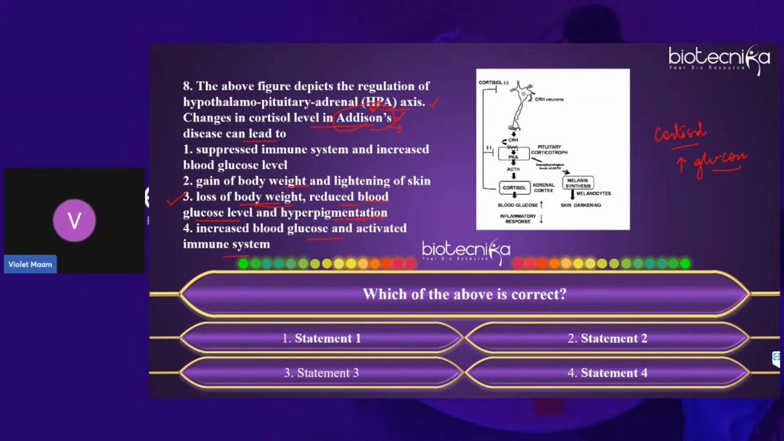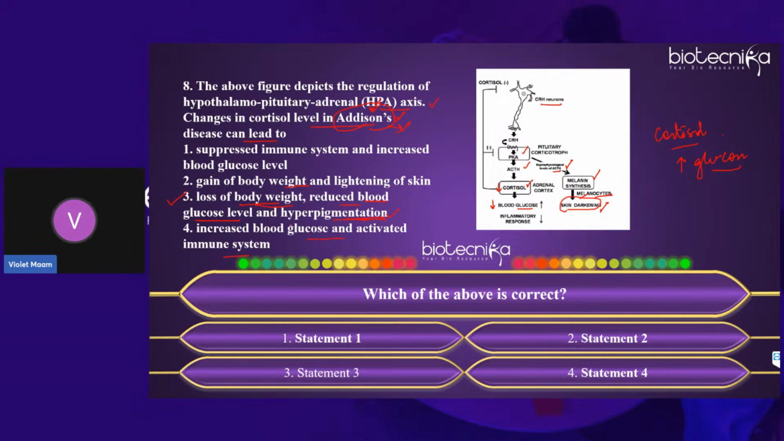And what about hyperpigmentation? As you can see in this axis, CRH is released by the hypothalamus, it will stimulate the pituitary to release ACTH. ACTH will stimulate the adrenal cortex to release cortisol, and blood glucose level will increase. But in Addison's disease, cortisol is decreasing, so blood glucose is decreasing. But ACTH is high, and ACTH also promotes melanin synthesis. So melanocytes will release melanin, and that leads to skin darkening. So hyperpigmentation will occur. If you know what happens in Addison's disease, it becomes very easy to solve this particular question. So the right answer is option 3 over here.